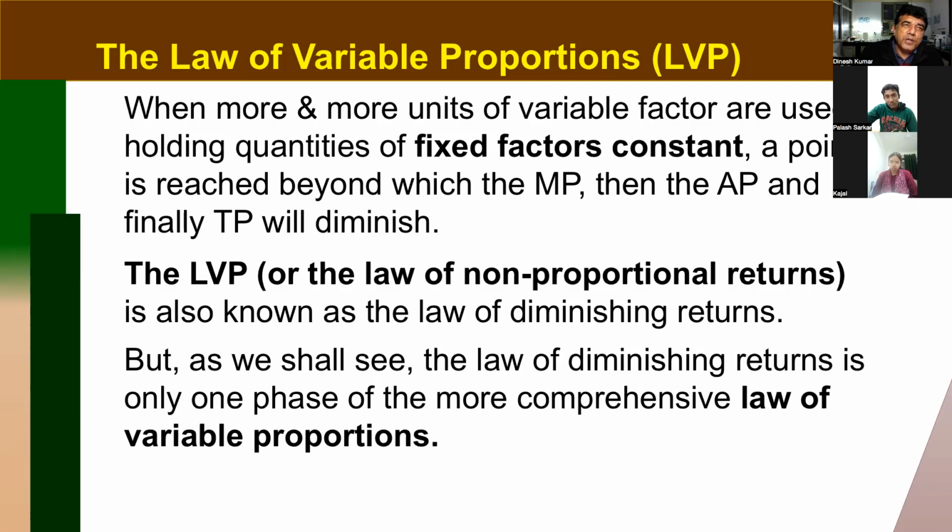So as I was telling you, only the third phase is the law of diminishing return. If you take all the three phases, 1, 2, 3, increasing marginal return, decreasing marginal return, and negative marginal return, then it is actually the law of variable proportion. If you consider only the third stage, then it is the law of diminishing return.